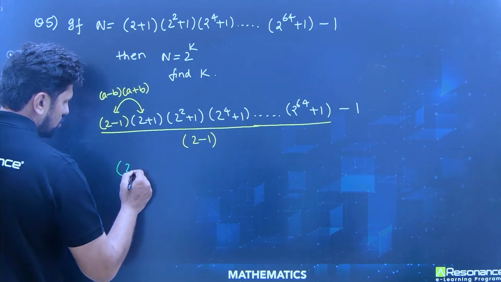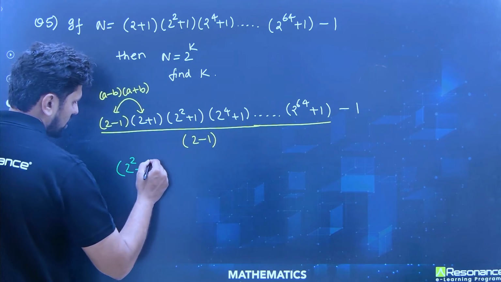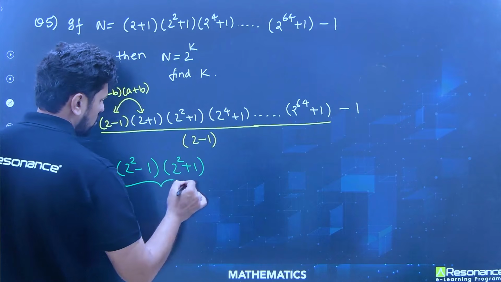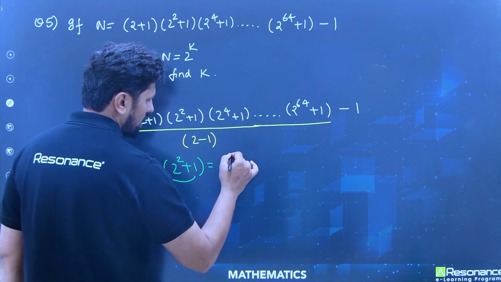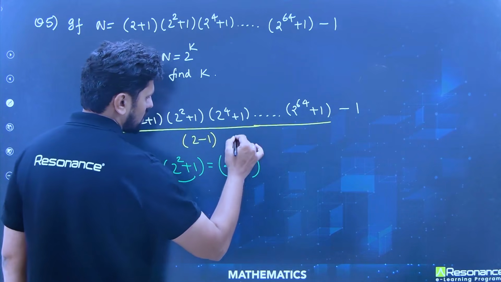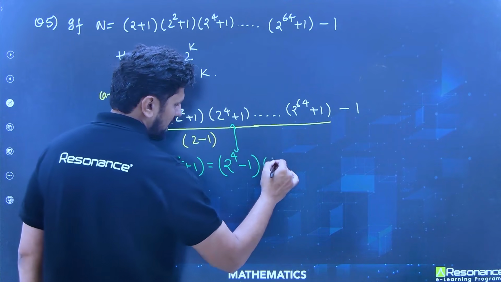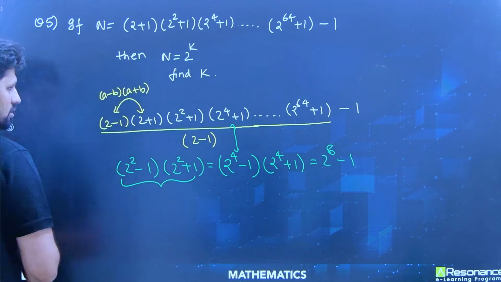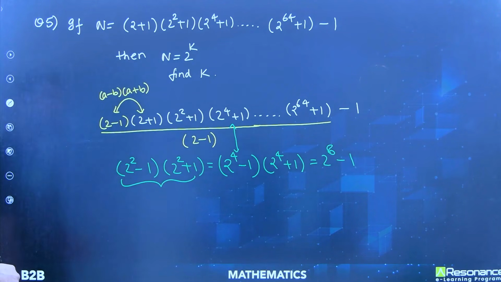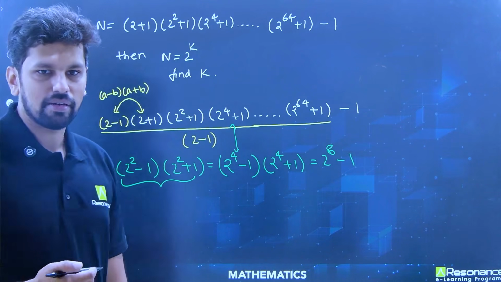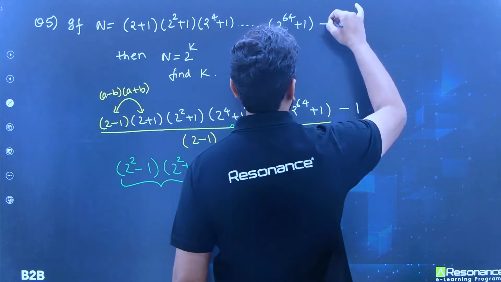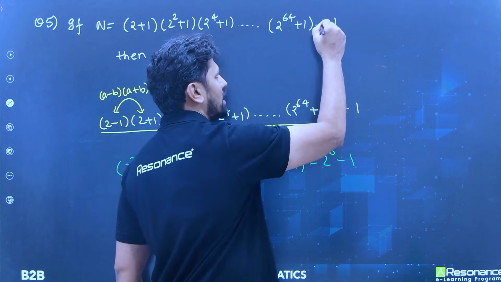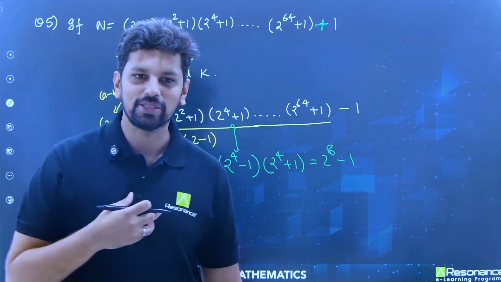So this will become 2 square minus 1. Again, next term is 2 square plus 1. These two will make the format of, again, 2 to the power 4 minus 1. Again, when these two are multiplied, it will become 2 to the power 8 minus 1. Understood? Okay, so there is a mistake in this question. It should be plus here. Then only we will get the answer. Otherwise, it will not be solved.